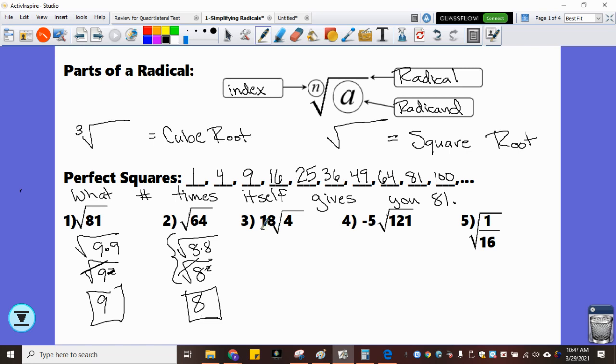If there's a number out front, you ignore it to begin with. So 18 is just out front, but we're just taking the square root of 4. So what number times itself gives you 4? So we're ignoring the 18 for now. 2. So 2 times 2 gives me 4. So the square root of 4 is 2, and now we don't ignore that 18. You're going to multiply those two together, and that'll be your answer.